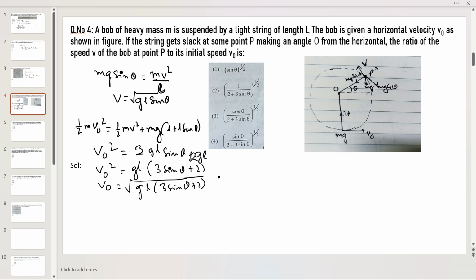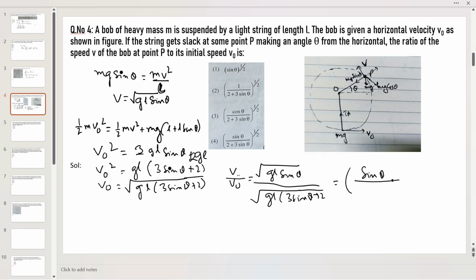Now, because it has been asked about the ratio, your ratio will be V by V naught. V I have already calculated here, so this will be root over GL sine theta by root over GL bracket 3 sine theta plus 2. So this comes out to be sine theta by 3 sine theta plus 2, to the whole power 1 by 2. So this is your answer.